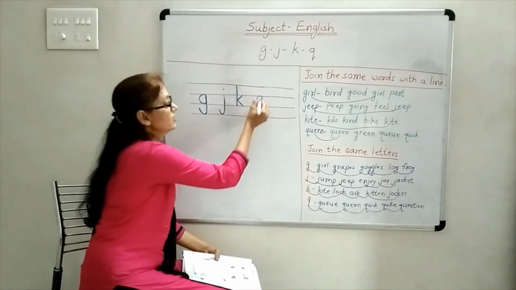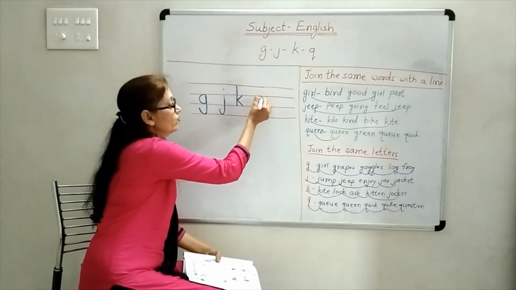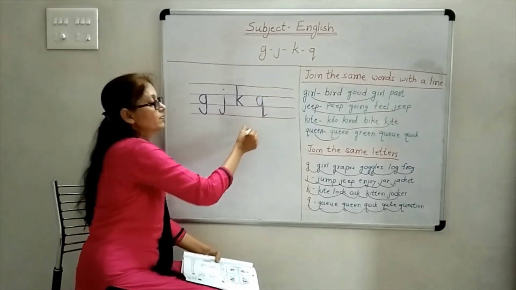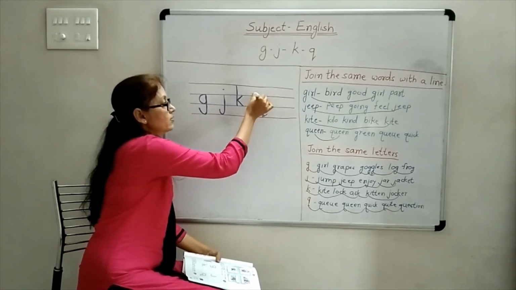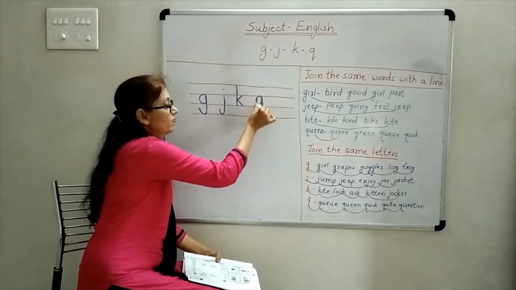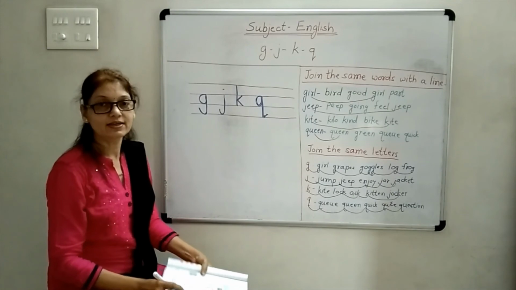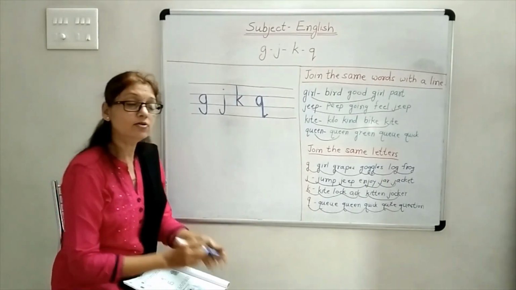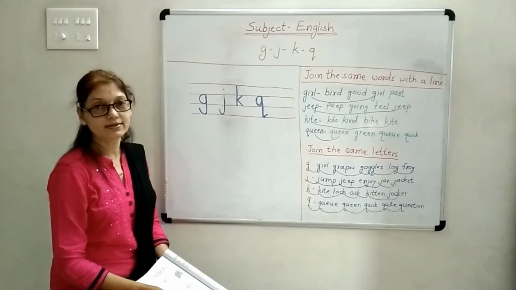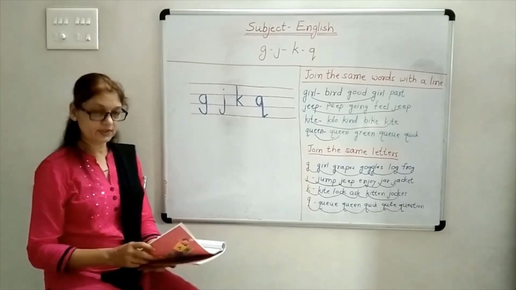Okay, this is Q. Half circle, standing line and up. Okay, got it? So you write down in your notebook these letters. Okay? Shall we stop here?